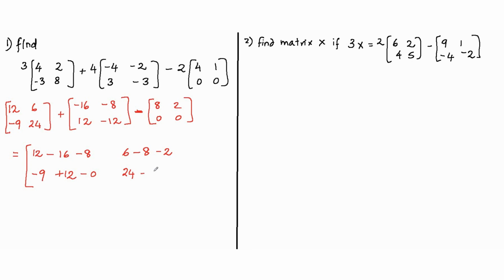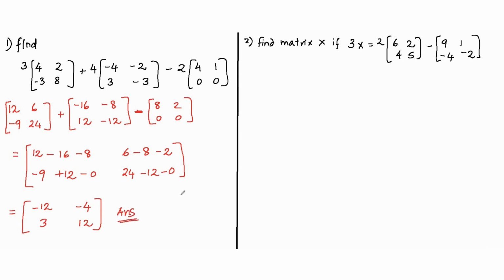plus of minus 12, which is minus 12 minus 0, and therefore the value of the matrix is 12 minus 16 is minus 4, minus 8 is minus 12, 6 minus 8 is minus 2, minus 2 is minus 4, minus 9 plus 12 is 3, and 24 minus 12 is 12. Therefore, this is my final answer.